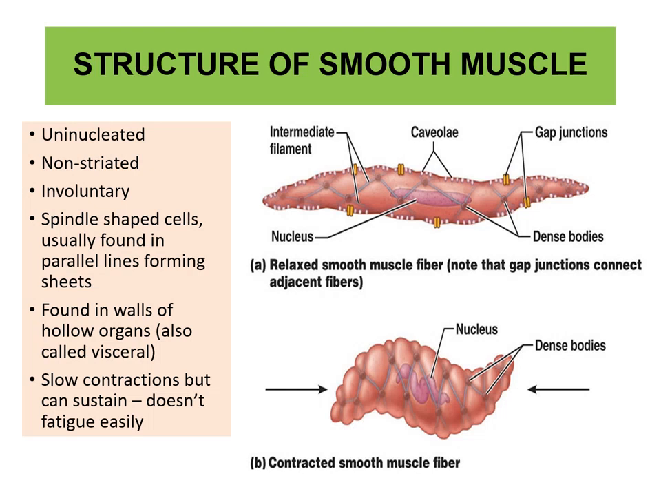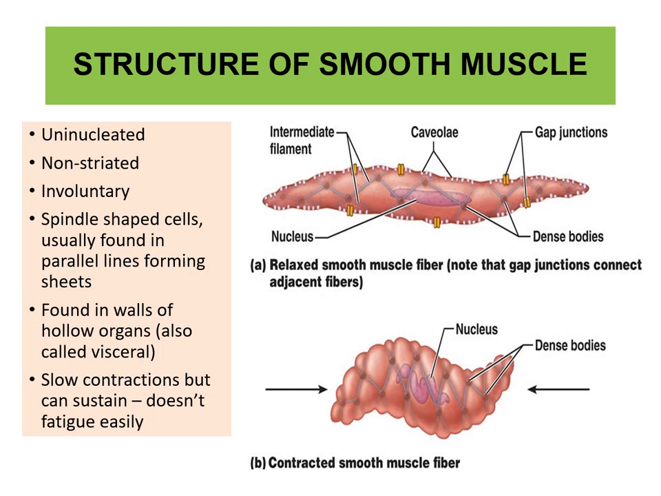They are found in parallel lines forming sheets. The contraction of smooth muscles is a slow contraction, but it is a sustained contraction and it is not fatigued easily. Now this is the shape of the smooth muscle.